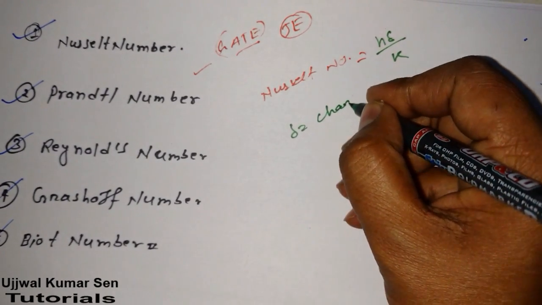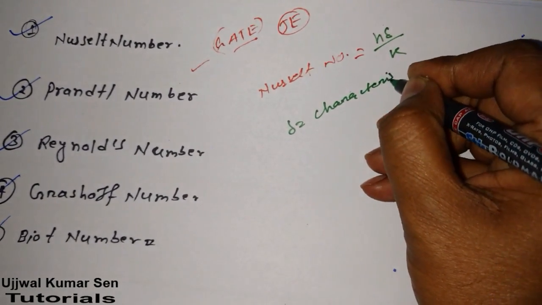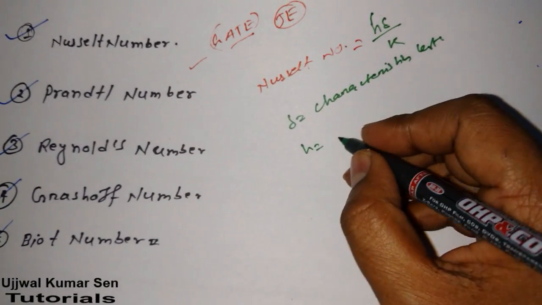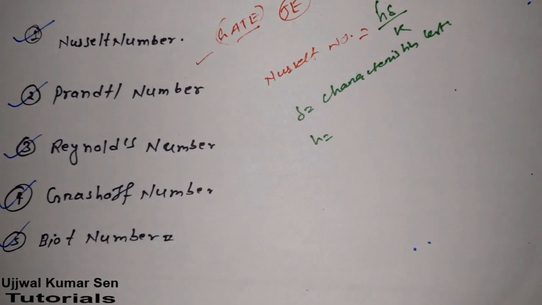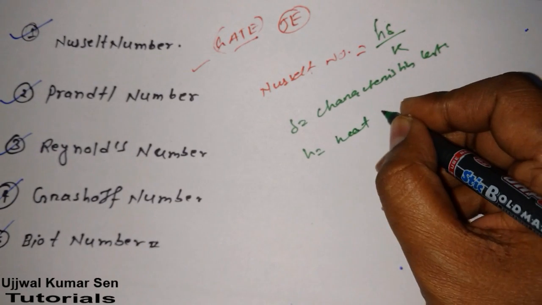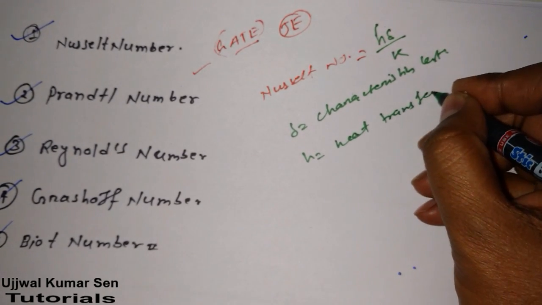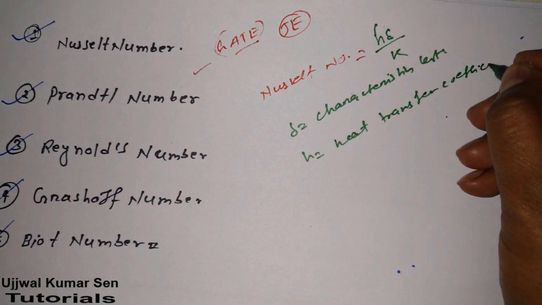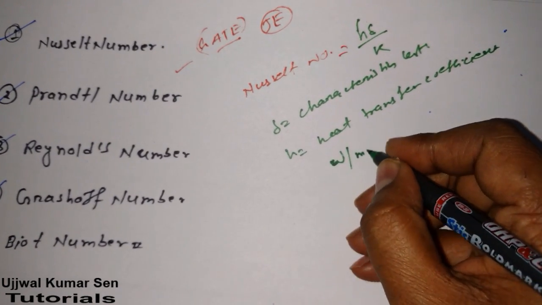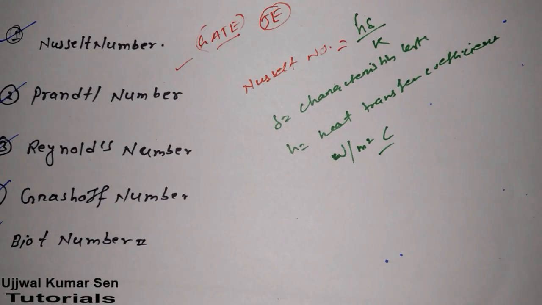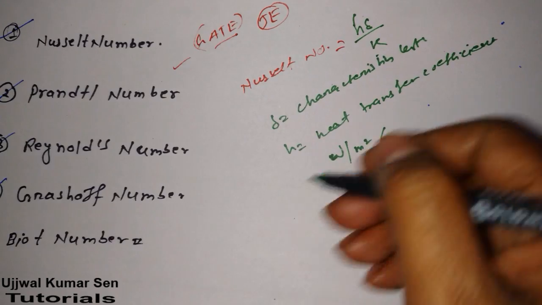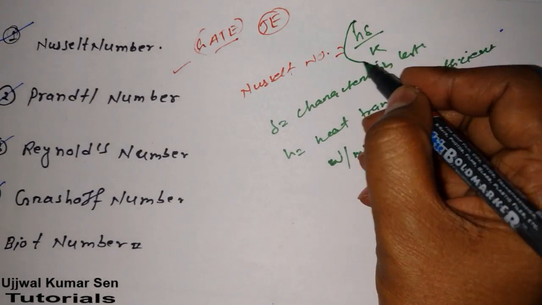H is heat transfer coefficient, and its unit is watt per meter square centigrade. Okay, now other than this, k is thermal conductivity. Okay, so this is all about Nusselt number.